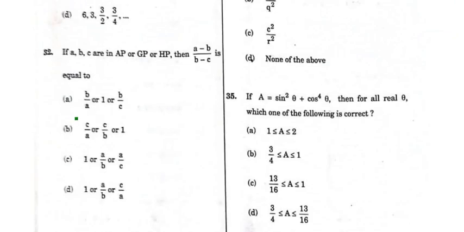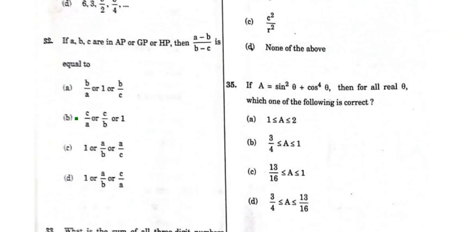Next question is if A, B, C are in AP or GP or HP, then (A minus B) upon (B minus C) is equal to. So this is kind of a tricky question. So you can find out the value. Just take them in all types and then you will get the equations, and by solving those equations you will get the results, and the final result is C: 1, A upon B, A upon C.